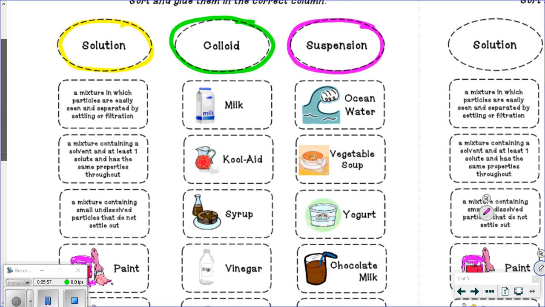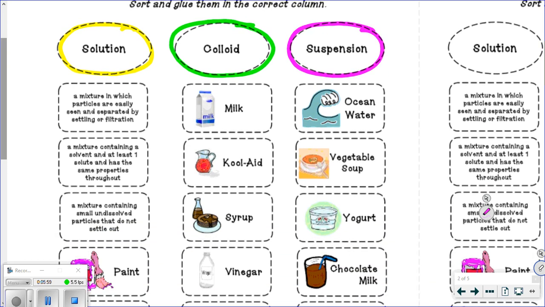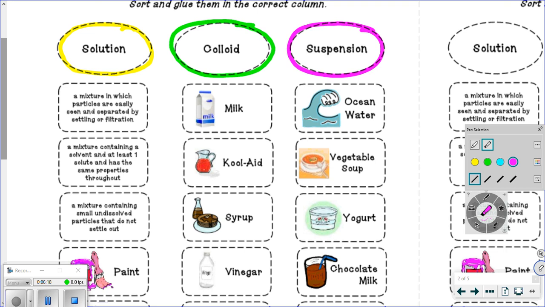All right, a mixture where particles are easily seen and separated by settling or filtration. So the only one, and I'm sorry, my phone is ringing. Always happens, doesn't it? It's the only one that can be separated with filtration. It is a suspension. All right?